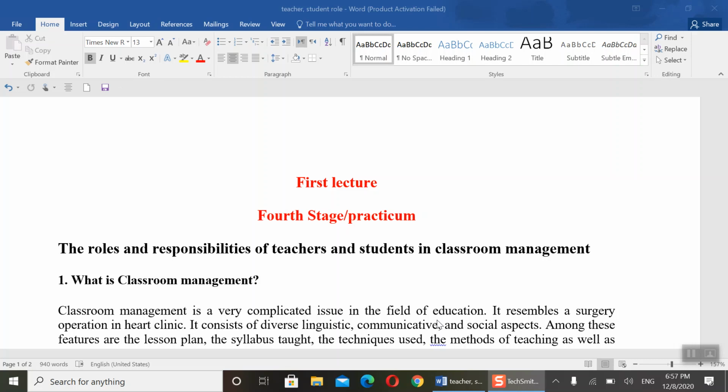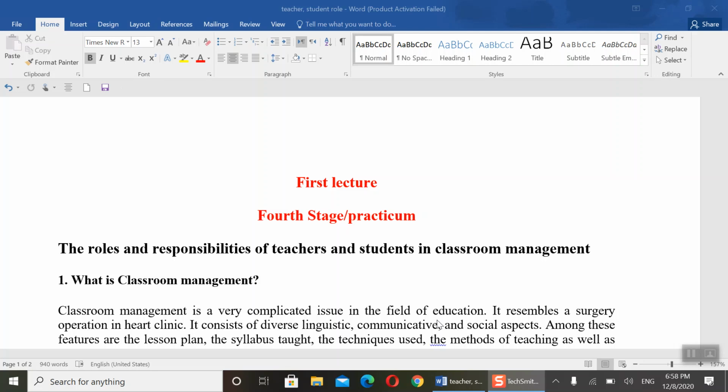The teachers just guide, they monitor, they ask some questions, and the students have to answer the questions, have to participate, have to communicate with each other to solve a problem, etc. This is very important. You have to know this, and you have to put it in your mind that these are the roles and responsibilities of teachers and students. As I told you, in Iraq, we have this problem.